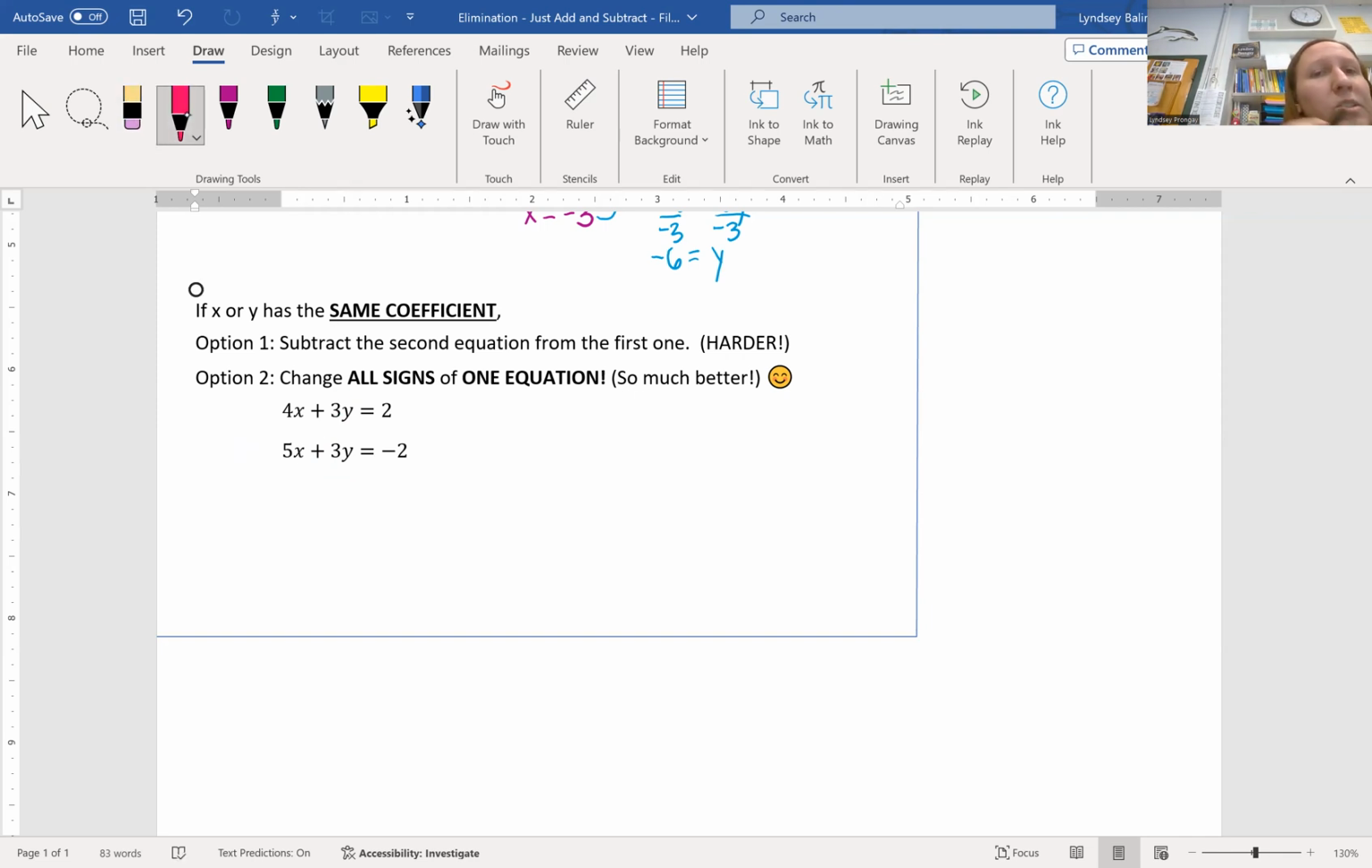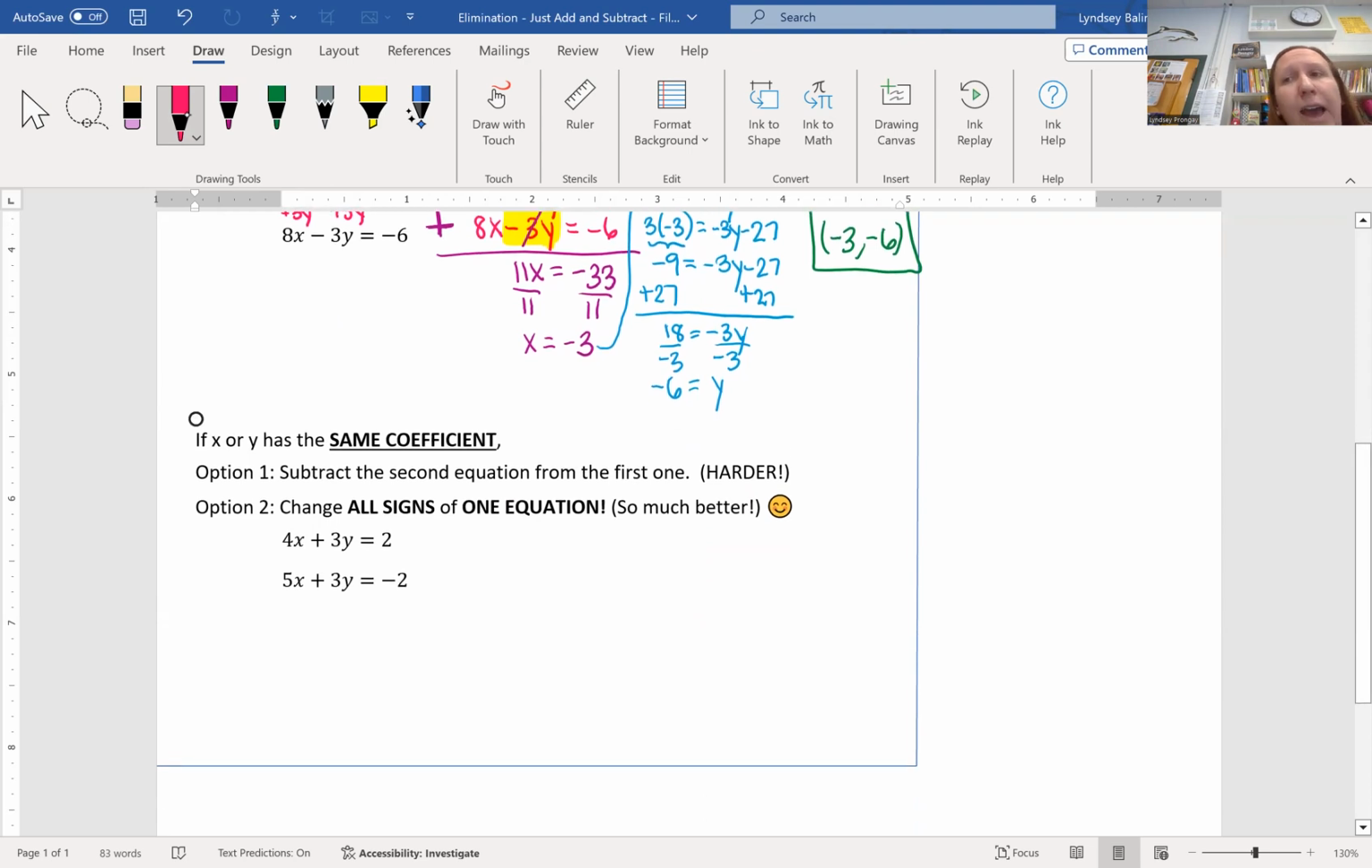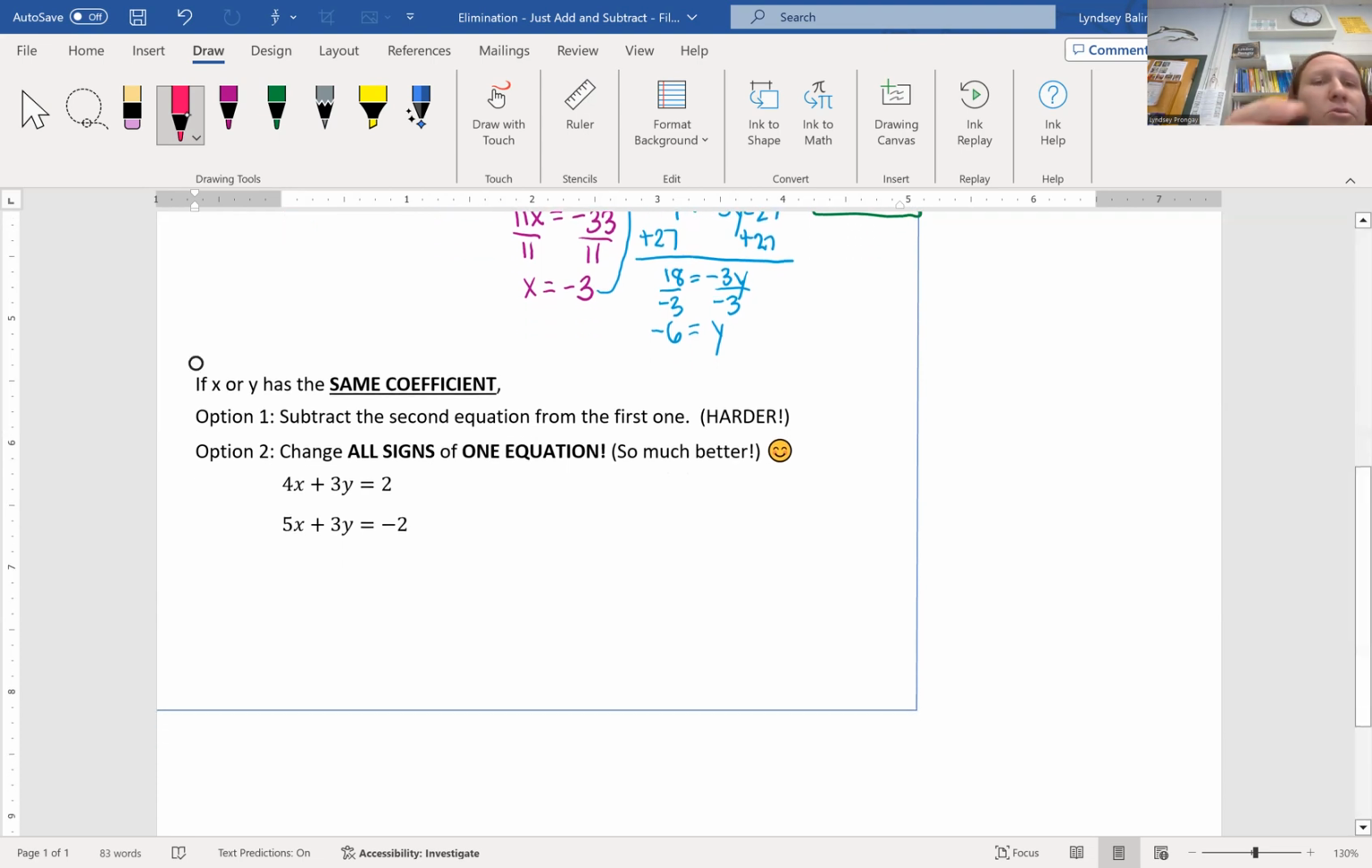Option 2. The first two we did were not so bad. Option 2 is change all the signs of one equation. Essentially, you're just multiplying the entire equation by -1. Change all the signs of one equation. And when you do that, you will have opposites now. And then we can just do exactly what we did above, where we add them together. And honestly, guys, adding your equations is so much easier than subtracting them. Trust me.